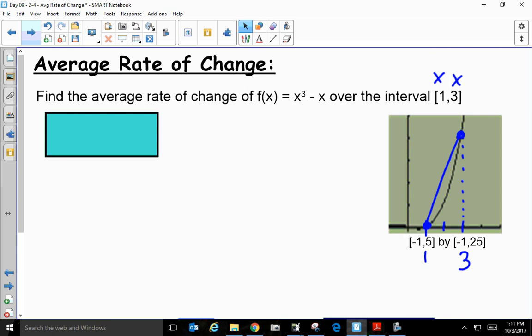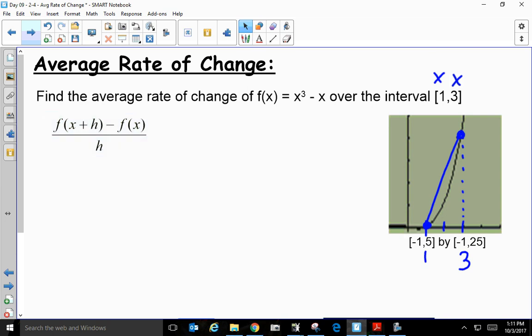Now, f of x plus h minus f of x all over h. We've been using this for a little bit, but when we're finding the average rate of change, we can consider that a change in y over the change in x, because h really describes the change of my independent variable. H really is like the change in x. So I can make a little star here and say that's really like the change in x.